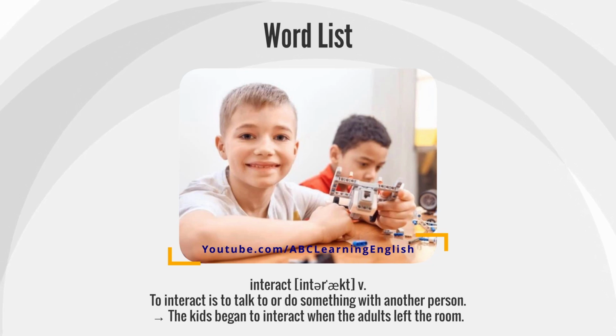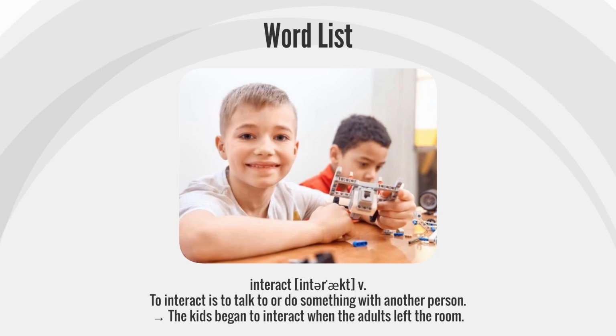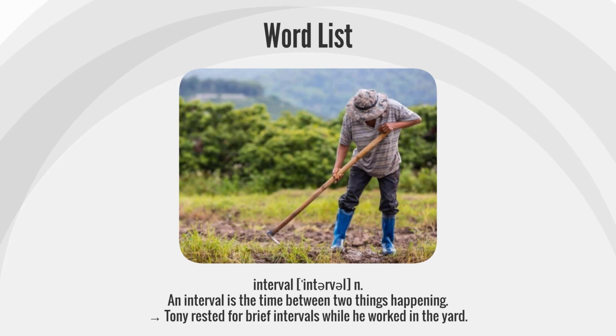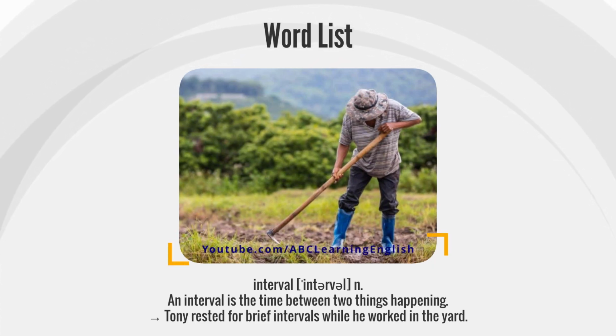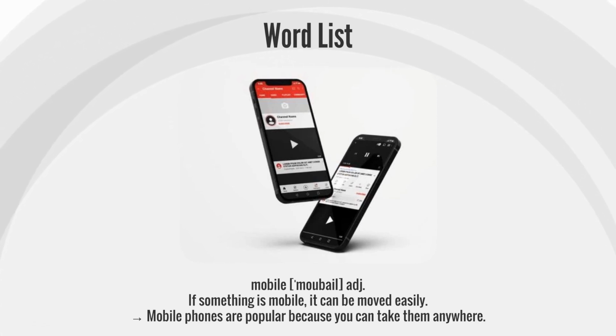Interact. To interact is to talk to or do something with another person. The kids began to interact when the adults left the room. Interval. An interval is the time between two things happening. Tony rested for brief intervals while he worked in the yard. Mobile. If something is mobile, it can be moved easily. Mobile phones are popular because you can take them anywhere.